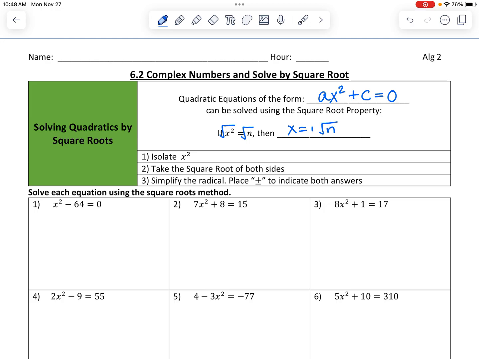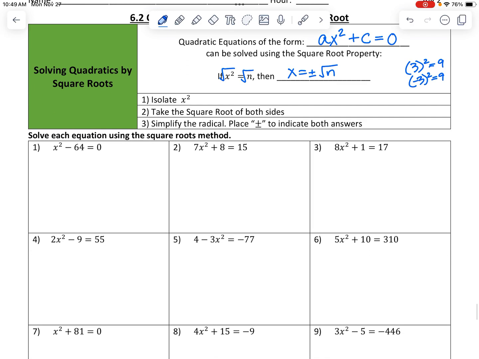And we have to make sure that we always have a plus or minus, okay? Thinking about why we have that plus or minus. If I take 3 and I square it, I'm going to get 9. But the same thing would happen if I take negative 3 and I square it, I would get 9. So the square root of 9 could be positive or negative 3. So just making sure we have that plus or minus in front of our square root, okay? Okay, so let's go into some examples.